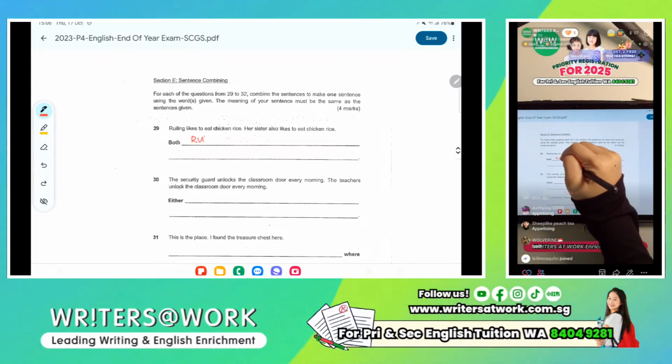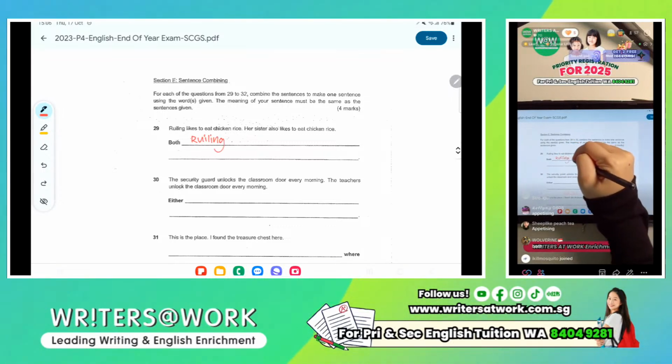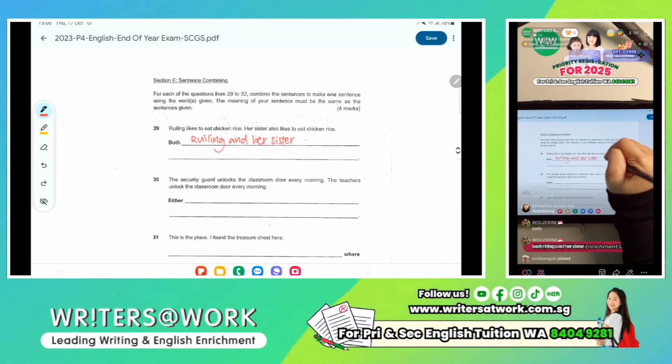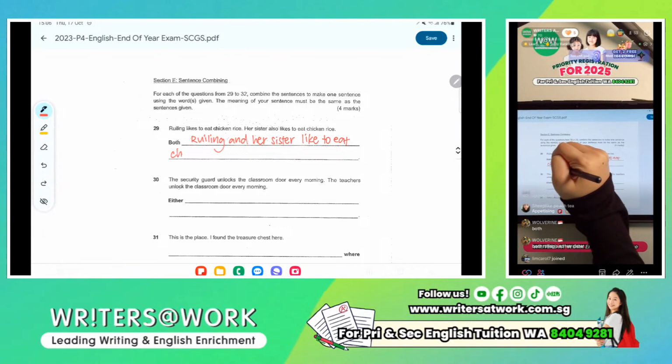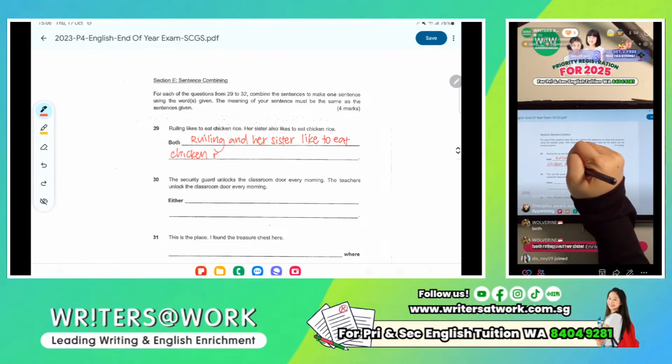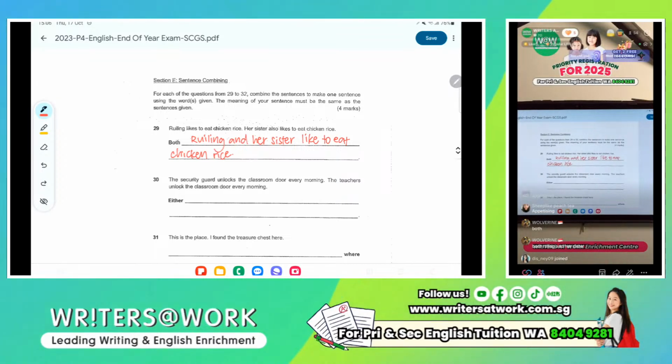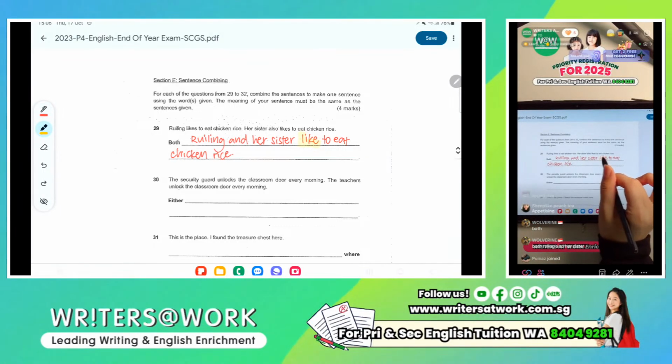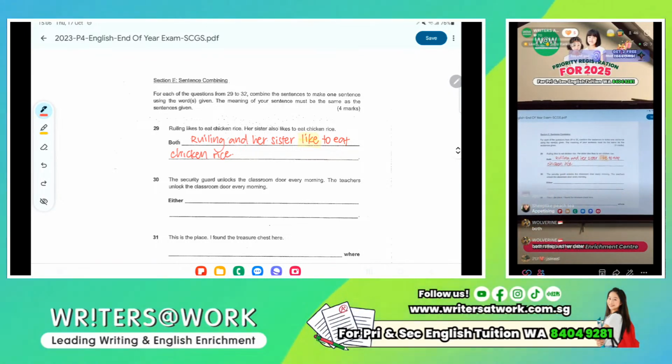Both Rui Ling and her sister like to eat chicken rice. Okay? Yes. Both Rui Ling and her sister like to eat chicken rice. So this likes has to change to like. Okay? Please take note of the sequence and the tenses over here.